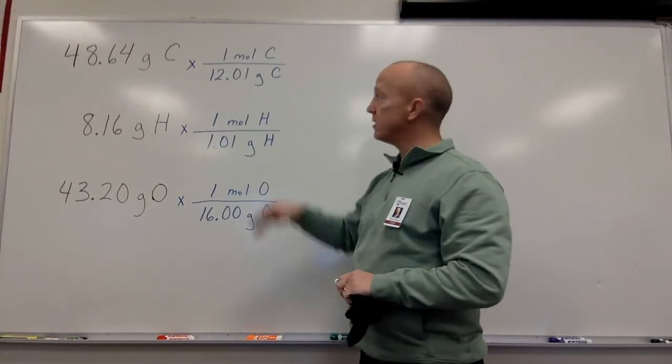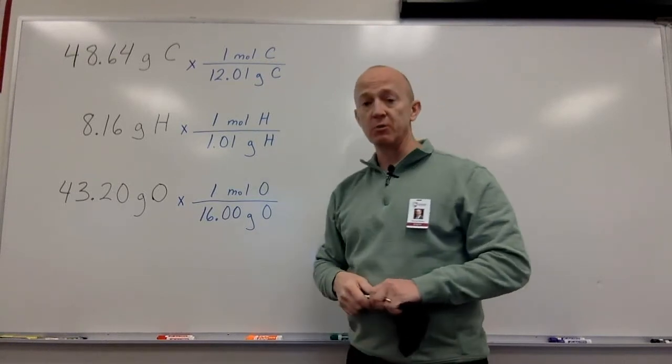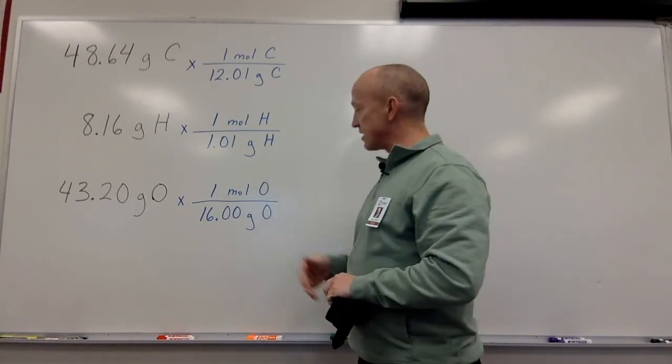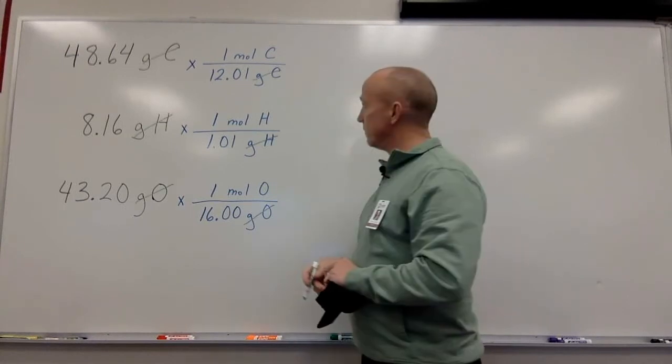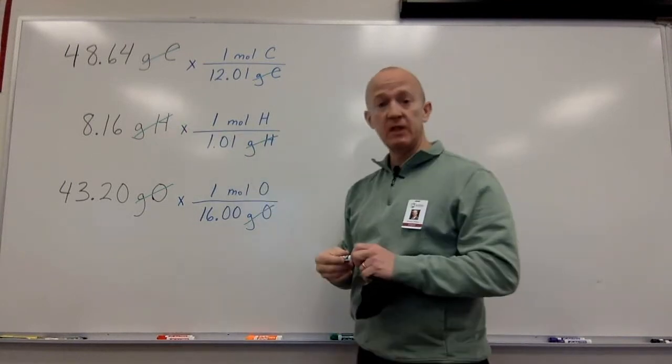The molar mass of carbon is 12.01 grams per mole. The molar mass of hydrogen is 1.01 grams per mole. And the molar mass of oxygen is 16 grams per mole. Again, in arranging it this way, it allows me to cancel my gram units, leaving me with moles.